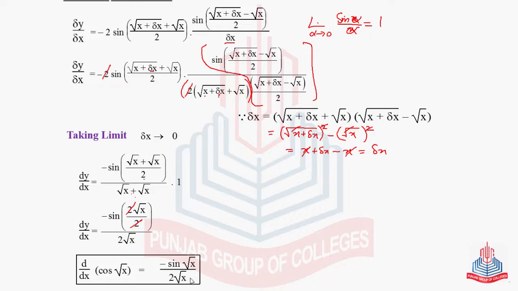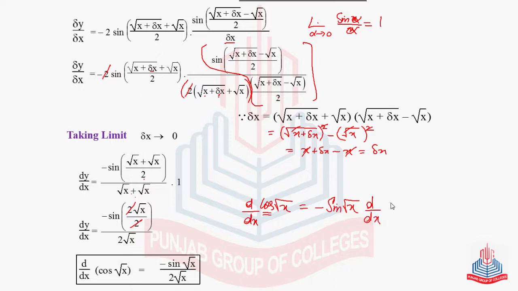And now we will verify this result by using our general theorems or general results. d by dx of cos square root of x, the derivative will apply first on this trigonometric function. We have minus sine square root of x, and then the derivative will apply on the angle, which is square root of x. Minus sine square root of x, and the derivative of square root of x will become 1 by 2 square root of x.